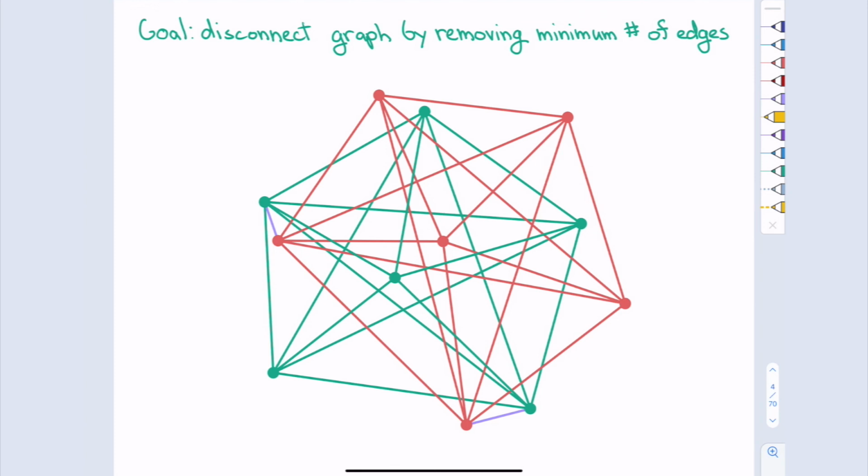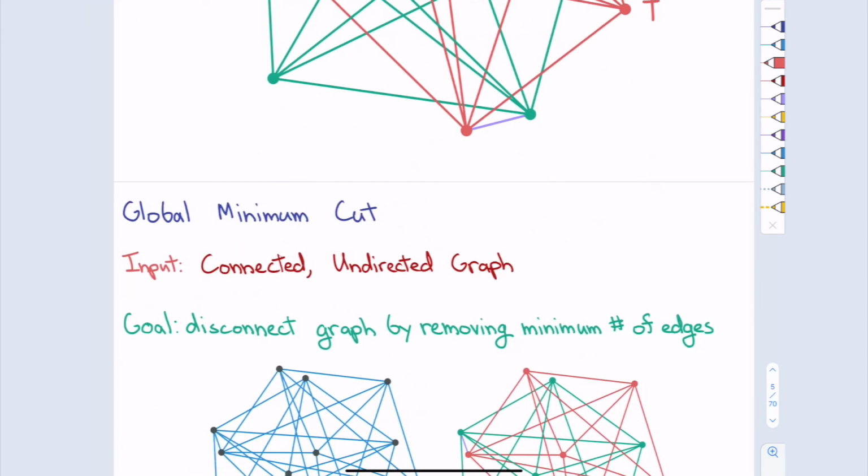If I wanted to compute the minimum global cut, you can just do it for each s-t pair. So we can try all pairs s and t, compute the minimum s-t cut, and do that for all pairs. One of those pairs would have been separated by the minimum global cut, as long as I picked one from red and one from green.